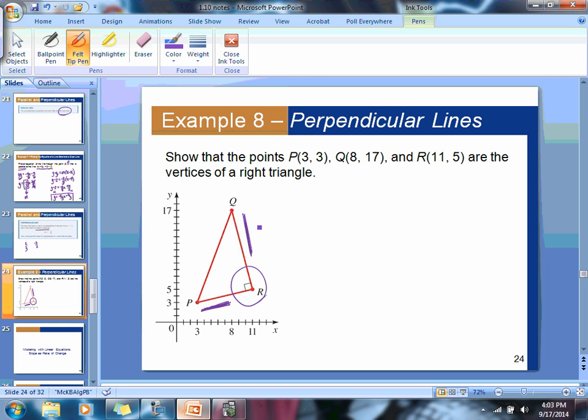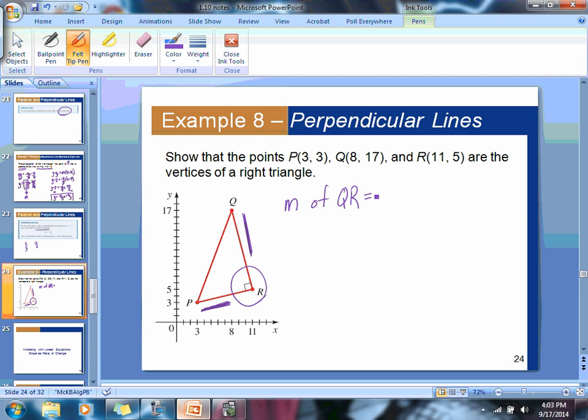So if I can find the slope of QR and the slope of PR and show that they are opposite reciprocal slopes, then I will know that the lines are perpendicular and that they are the vertices of a right triangle. So this is just basically reviewing slope. I need the slope of the line QR.